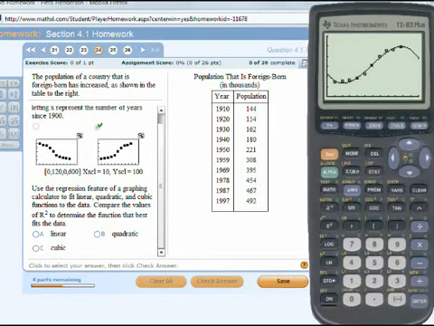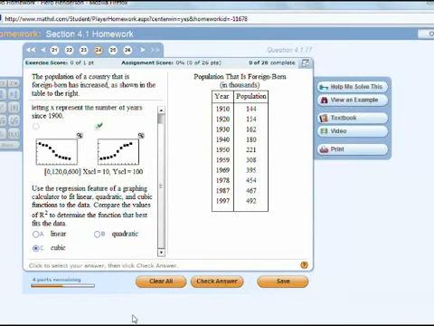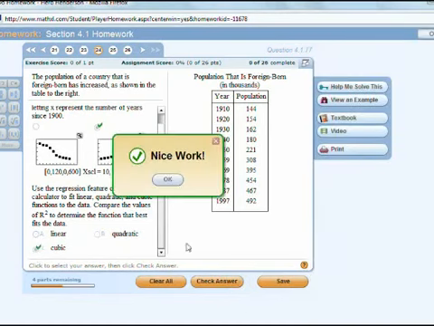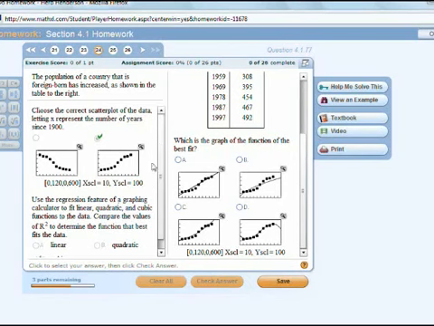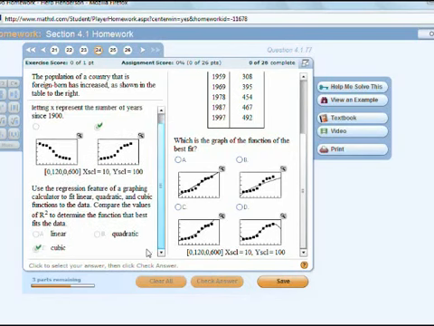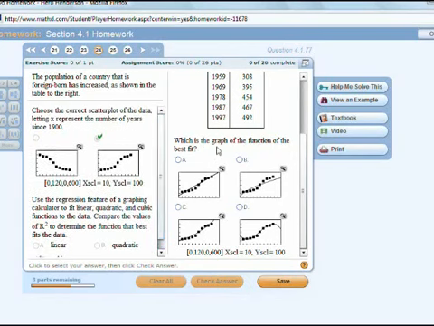Okay, so I click on cubic and check answer. Nice work. And then it says 3 parts remaining. What are the 3 parts? What's going on? Okay, I guess this is it.